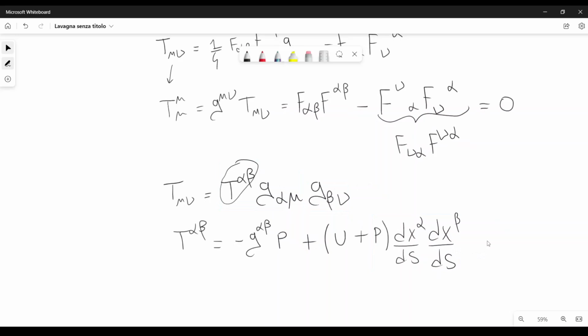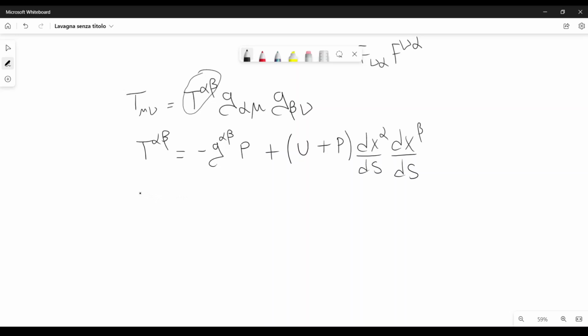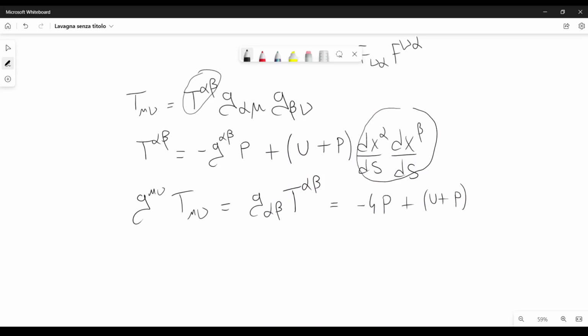And let's take the trace of this tensor. In particular, we need G mu nu T mu nu, which you can easily find is equal to G alpha beta with lower indices times T alpha beta with upper indices. It's easy to show due to the properties of tensors, and this is equal to minus 4p plus u plus p, and then here when I multiply this by G alpha beta, we get ds squared over ds squared, which is 1. So here we multiply by 1, and this gives us u minus 3p.